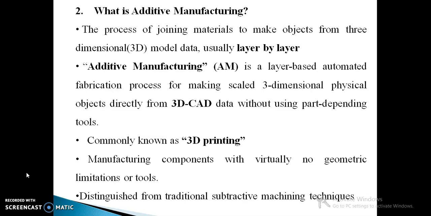This is also commonly known as 3D printing or a rapid prototyping process. This manufactures components with virtually no geometric limitations or tooling. Means you can manufacture a variety of components without a tool, and it is distinguished from the traditional subtractive machining technique. Why is it distinguished from the traditional process? Because we are using an additive method in the additive manufacturing process.